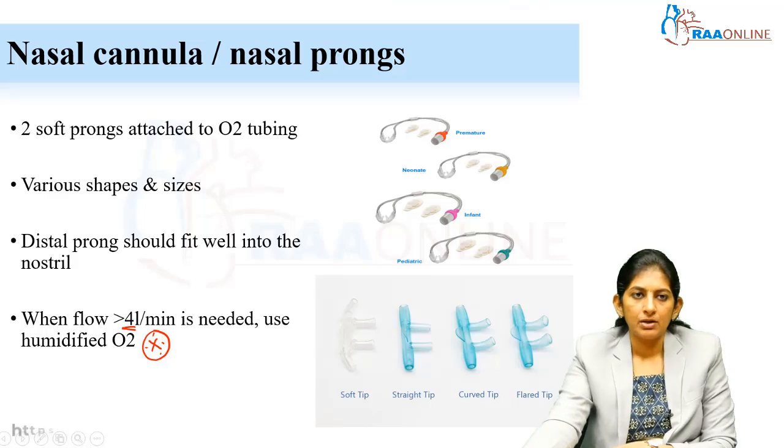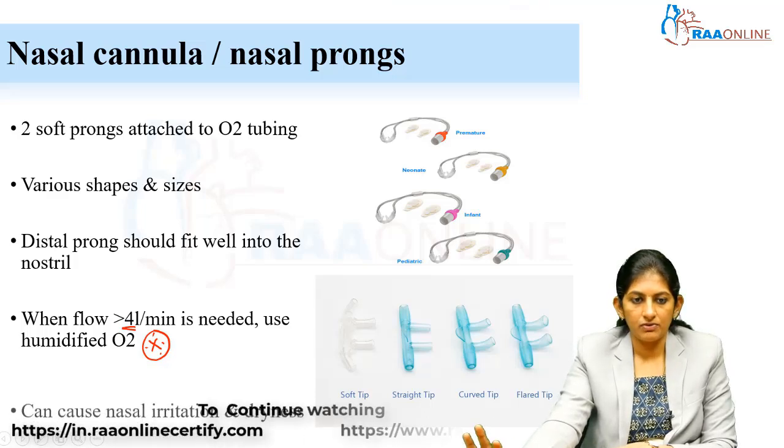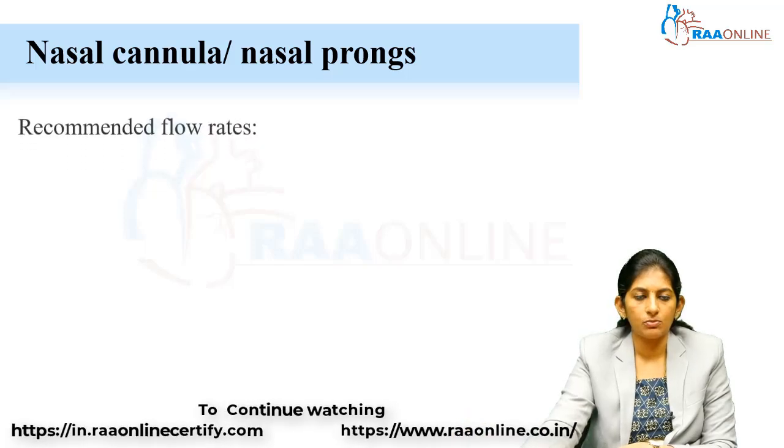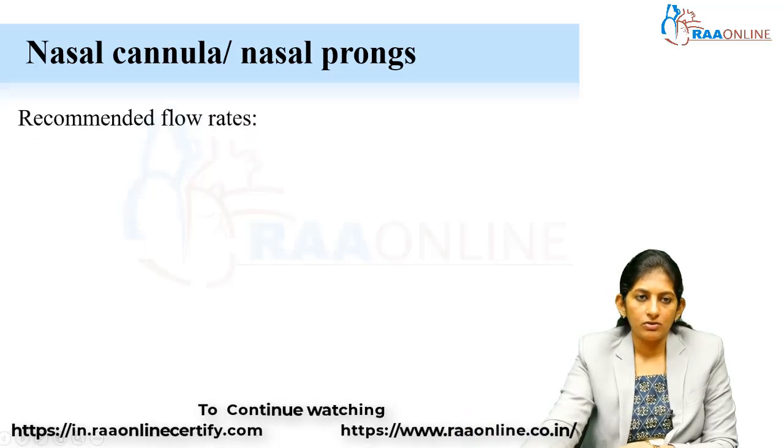But in most instances, nasal cannulas are used at less than 4 to 6 liters per minute, not more than that. So for a newborn, how will you start?